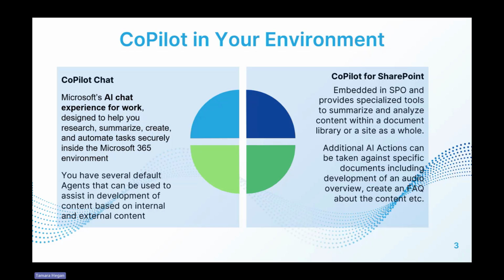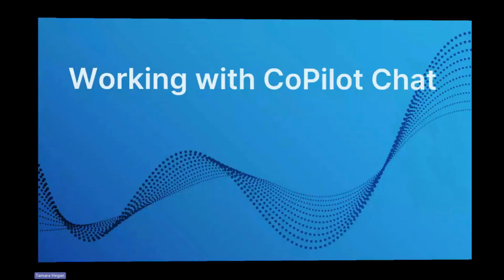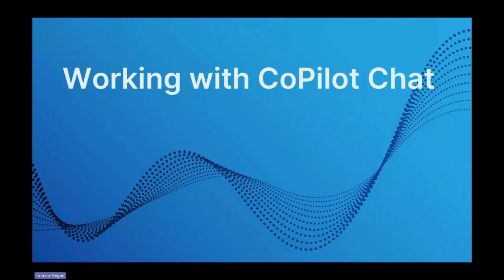Copilot for SharePoint is a set of embedded AI tools within your SharePoint sites, document libraries, and site pages that allows you to have specialized ways to summarize and analyze content in your environment. And it gives you additional AI actions, including things like summarizing a very long document or creating an audio overview of what content is in a particular document. So there's a lot to look at, and we're going to be taking a look at both of these aspects of Copilot in your environment today. But we're going to start working with Copilot Chat.